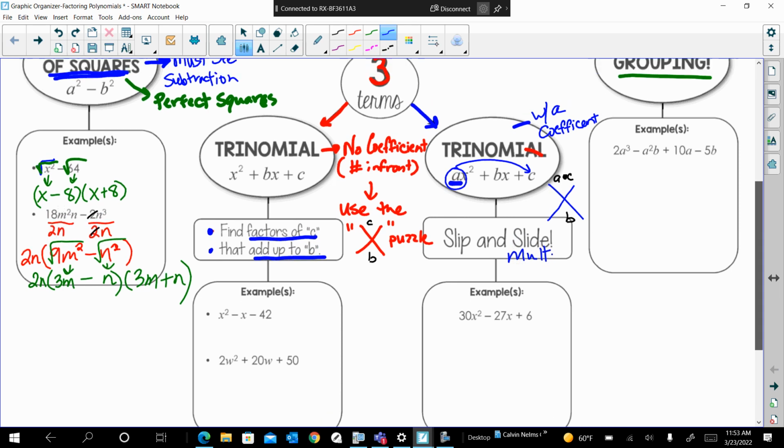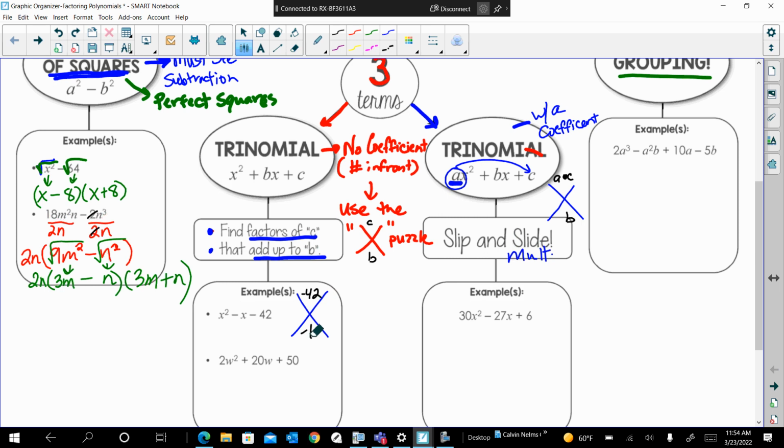So if I was to work this first example, x squared minus 8x minus 42, I'm going to start off by building my X puzzle. And then what number should go on the top of the puzzle based on this problem? Yeah, negative 42. And what number should go at the bottom? It's a number, negative 1.